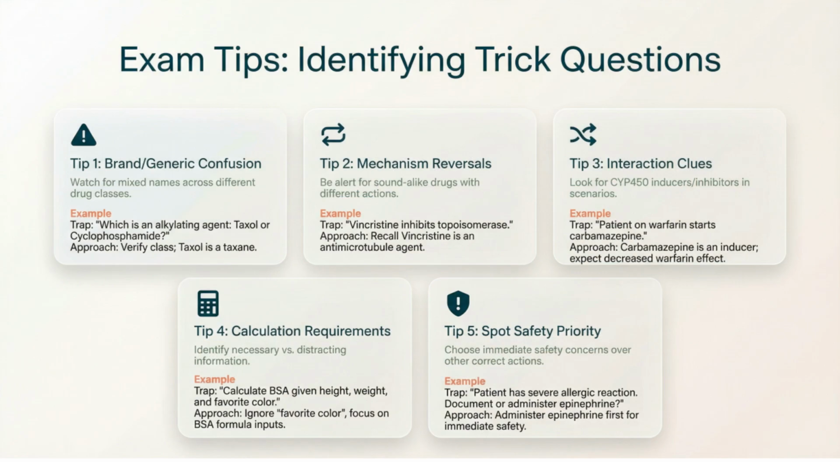Identifying trick questions is key to success. Watch for brand and generic confusion. Be alert for mechanism reversals. Recognize interaction clues, such as 450 CYP inducers or inhibitors. In calculations, focus on necessary information and ignore distractions. Finally, prioritize immediate safety concerns in patient scenarios.